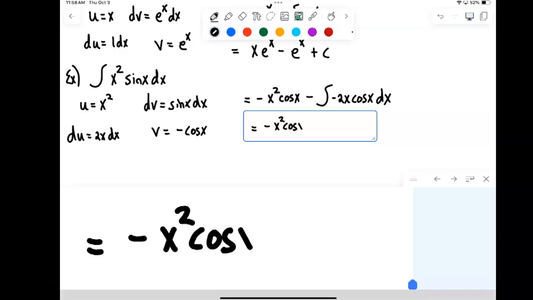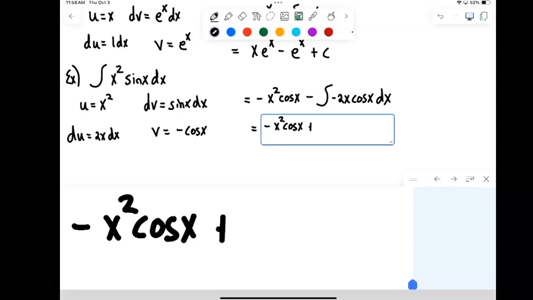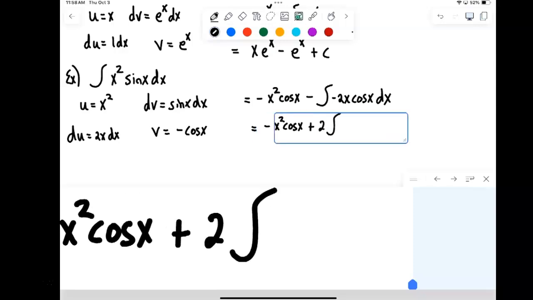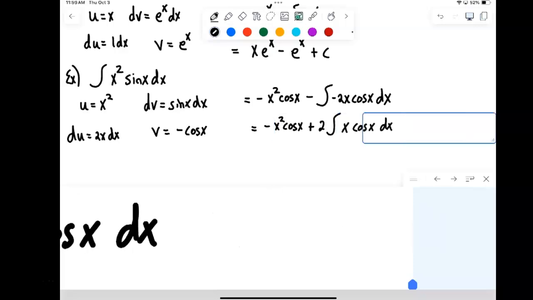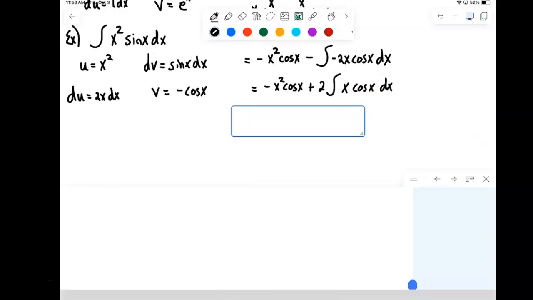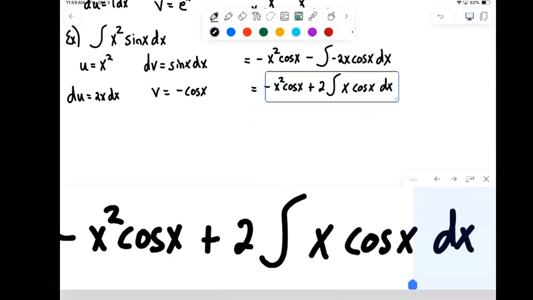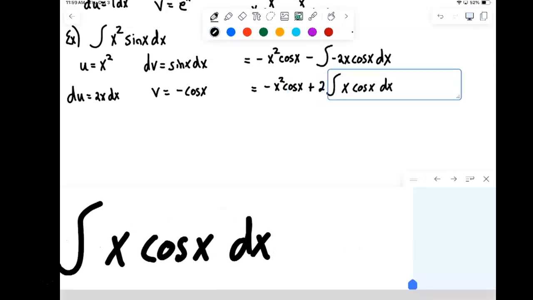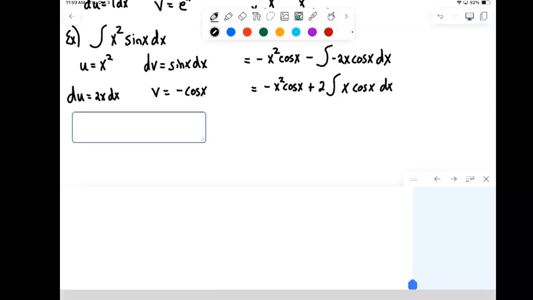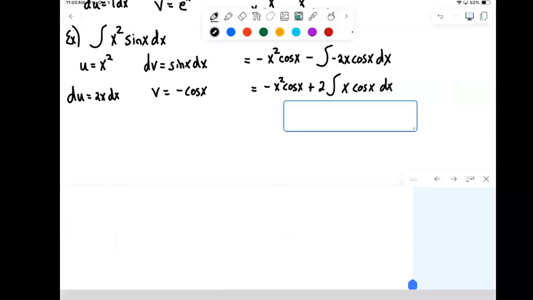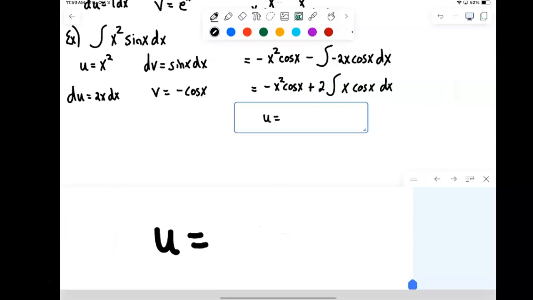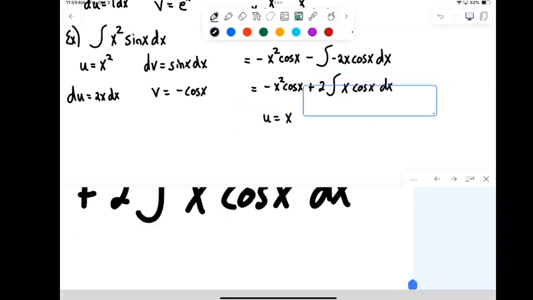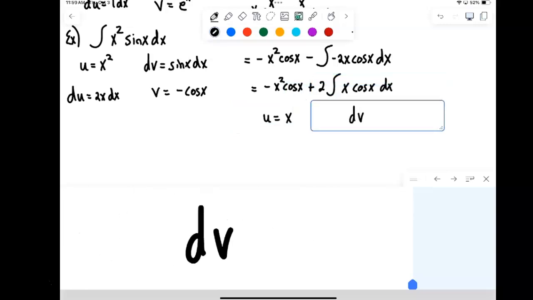Minus x squared cosine x plus, I'll bring the 2 out because I don't really need to worry about that, x cosine x dx. So now I'm going to need to do a second integration by parts on this x cosine x part. I just repeat my u, dv stuff again. Here I can let u be x, again powers of x are good choices, and dv be something that's easy to integrate. Cosine x is easy to integrate.